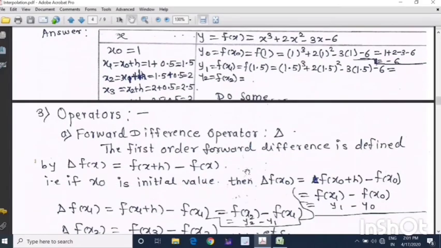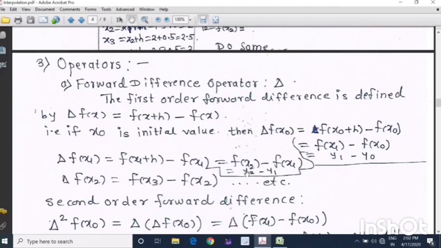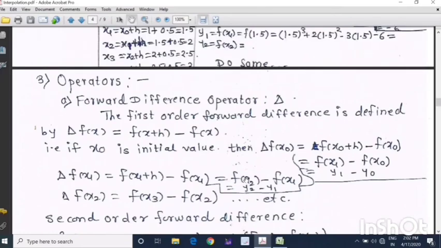Tomorrow we will see operators, forward difference operators and their applications, and how to construct the forward difference table.